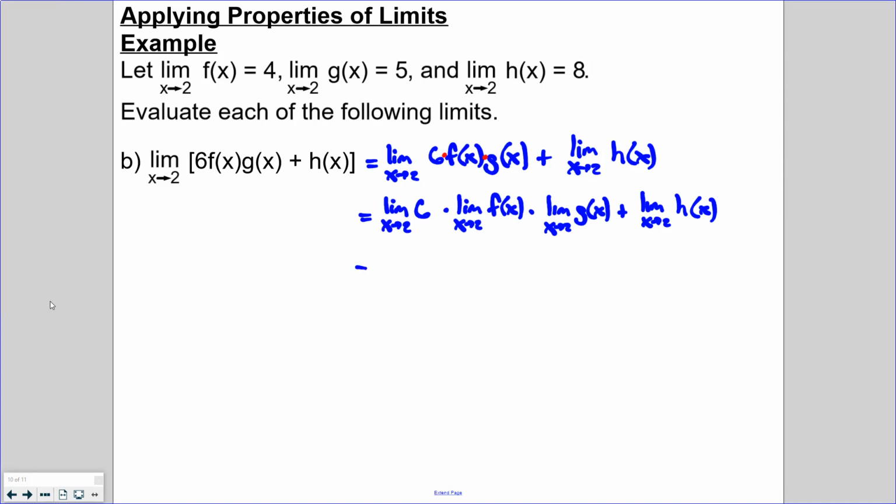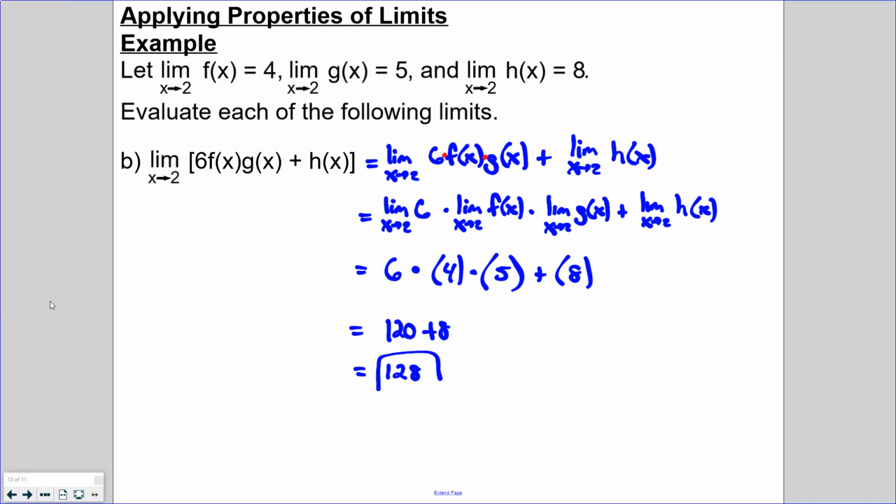So continuing on through, we have the limit as x approaches 2 of 6, and we know the limit of a constant is a constant, so that'll be 6. We're told up above that the limit as x approaches 2 of f of x is 4, so I can replace that with 4. And we're told the limit as x approaches 2 of g of x is 5, plus we know the limit as x approaches 2 of h of x is 8. And then from here, it's just simplifying. So 6 times 4 times 5 is 120, plus 8, giving us a final limit value of 128.